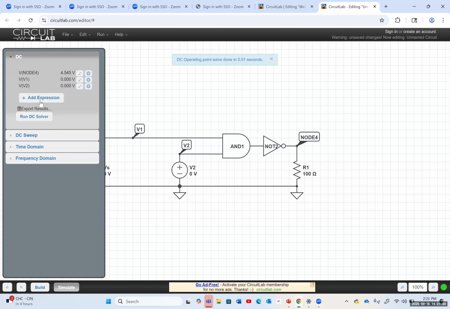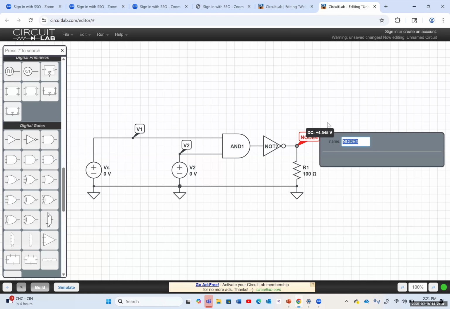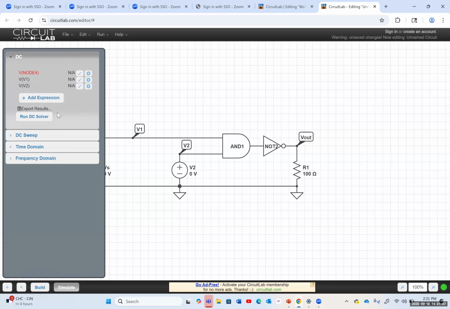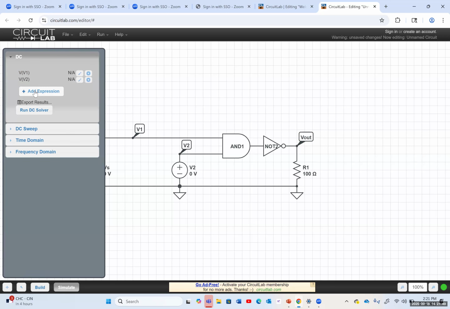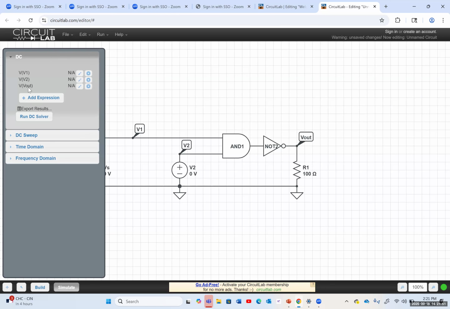And you can see it here. You can add the expressions here. If I give V1 0 volts, V2 0 volts, V out, which is from node 4, and I can change the name to V out, it would give us one. Let me add this expression over here. Now, if I run it, 0, 0 gives this one.